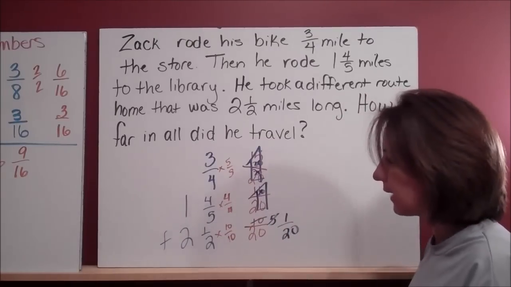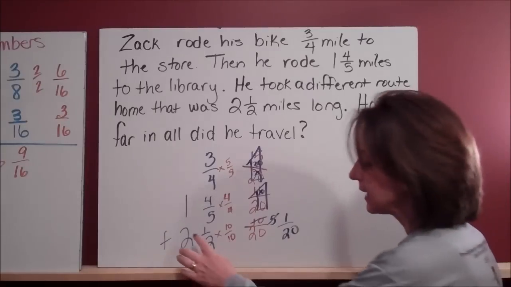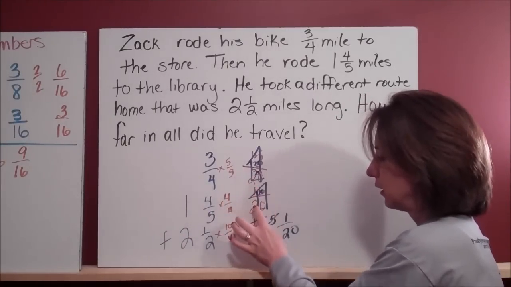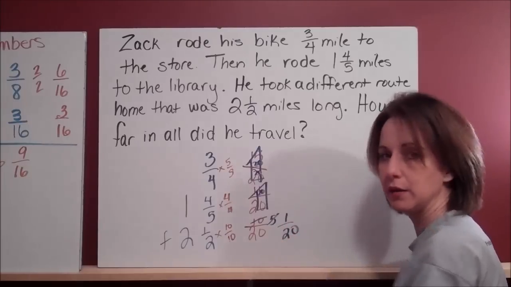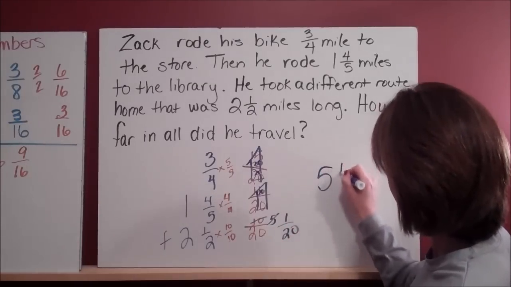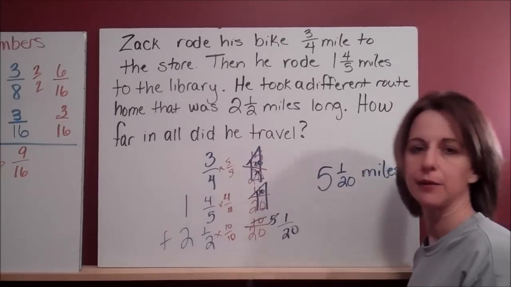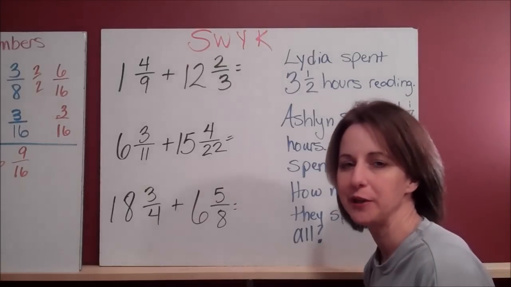So boys and girls, I have made a bond, and to add, I now am going to add my wholes. 1, 2, 3, 4, 5, and 1/20th. 5 and 1/20th miles.